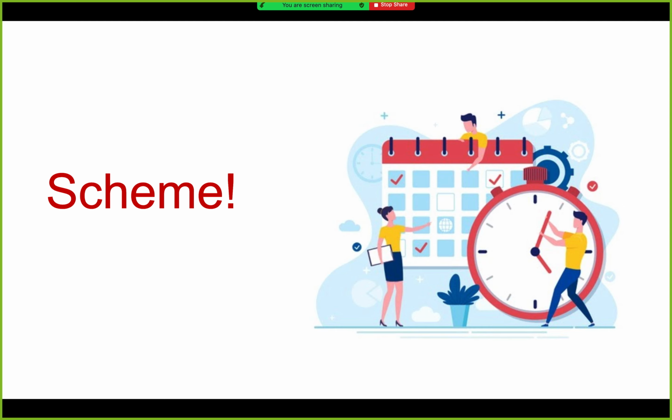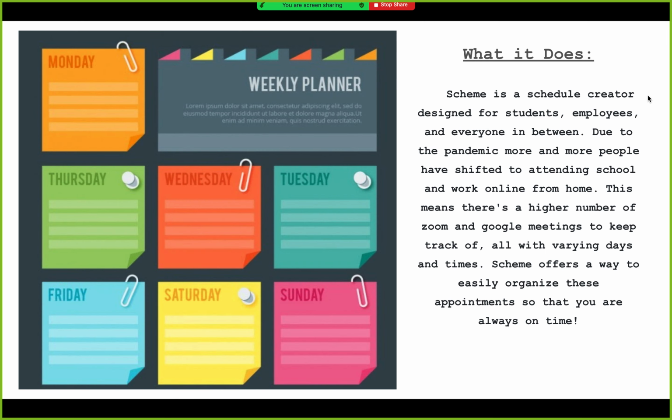For HackTheLib, we created a schedule creator called Scheme. Scheme is a schedule creator designed for students, employees, and everyone in between. Due to the pandemic, more and more people have shifted to attending school and work online from home. This means there's a higher number of Zoom and Google meetings to keep track of, always varying dates and times. Scheme offers a way to easily organize these appointments so that you are always on time.